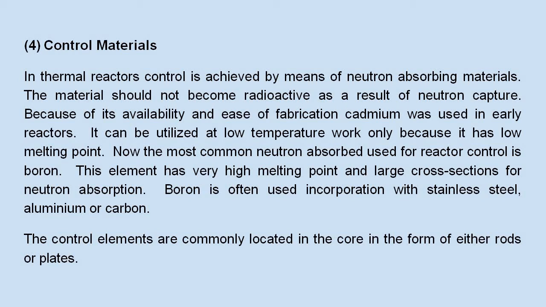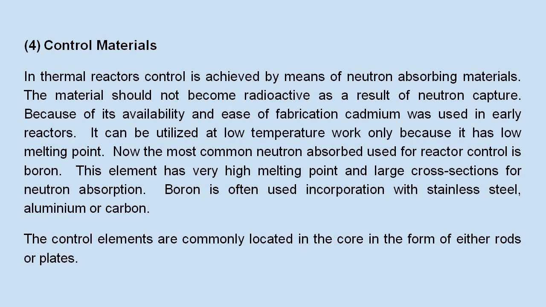Next is control materials. In thermal reactors, control is achieved by means of neutron absorbing materials. The material should not become radioactive as a result of neutron capture. Because of its availability and ease of fabrication, cadmium was used as control material in olden days. It can be utilized only at low temperatures because it has a low melting point. As you know, in a reaction, heat is generated, so there is a possibility of melting this control material.